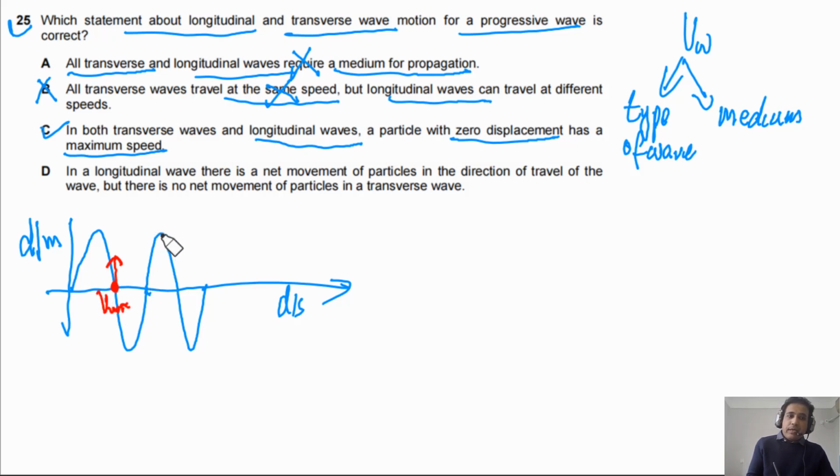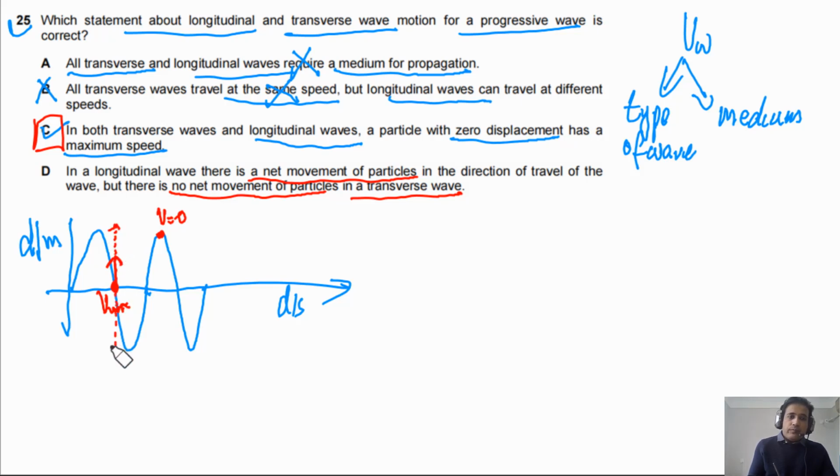Option D says in a longitudinal wave there is a net movement of particles in the direction of travel of the wave, but there is no net movement of particles in a transverse wave. Actually, there is no net movement of particles in the direction of travel. What is transferred in the direction of travel is energy. Particles only oscillate. If you look at this particle, it will be oscillating up and down, but it will not move with the wave in the direction of propagation. So particles oscillate, they have no net movement. Particles don't travel with the wave.